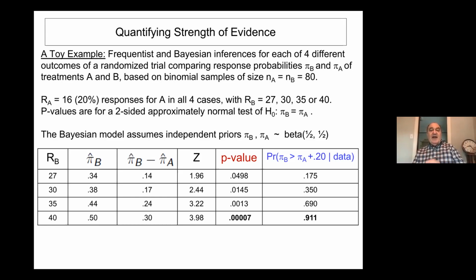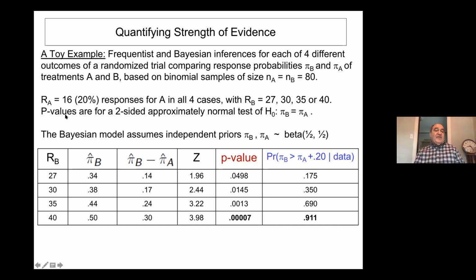So let's say that we're going to look at frequentist and Bayesian inferences for each of 4 different outcomes of a very simple randomized trial to compare the response probabilities of treatments A and B. I'll call them pi sub B and pi sub A, based on binomial samples. And so you had 80 patients that got A and 80 patients that got B. And in this toy example, I'm going to fix the number of responses for A at 16. So 16 out of 80 is 20%. But for B, I'm going to look at the number of responses being 27 or 30 or 35 or 40.